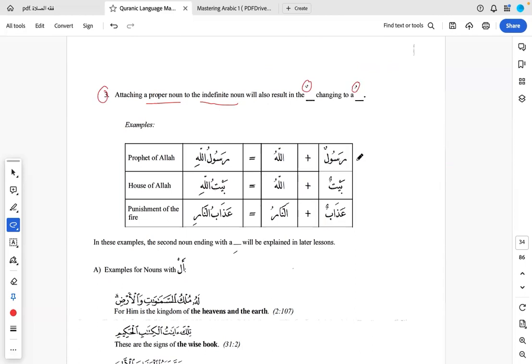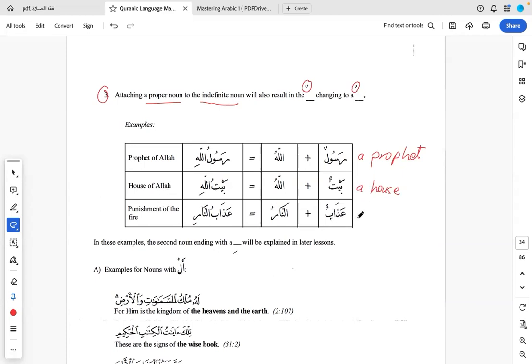Now we have an indefinite noun here, for example, Rasulun, a prophet. Now adding this word to another proper noun, Rasulun plus Allahu, so we would say Rasulullahi, Prophet of Allah. طيب بيت, a house, adding it again to Allah, it's going to be Baytullahi, house of Allah.